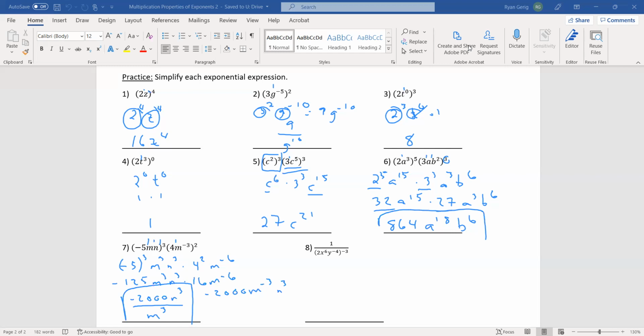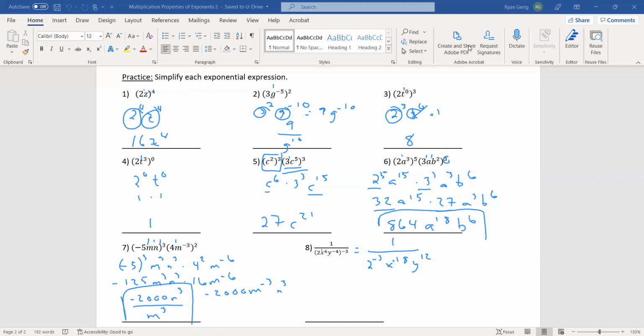Okay, number 8, last one here. All that junk's on the bottom. Makes it look a lot harder. It's not. You do the same thing. So everything in the parentheses has an exponent. So 2 to the first, x to the 6th, y to the -4th. And now I'm going to multiply all those exponents by -3. So 1 times -3, 6 times -3, and -4 times -3 is +12.